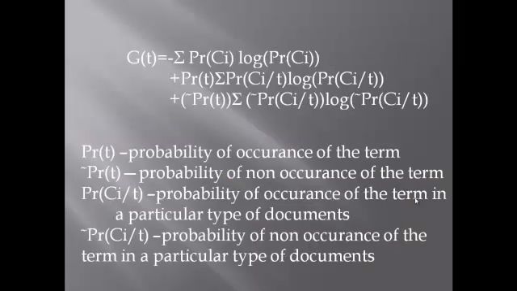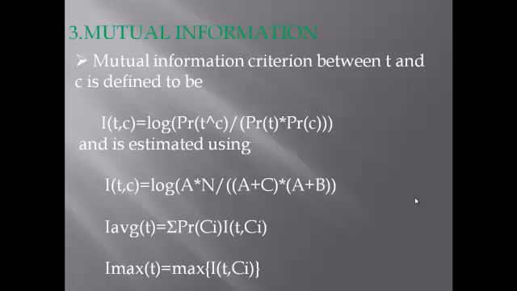Next, information gain. In this method, we calculate the goodness of a term as per the formula like this. Here, PR of T is the probability of occurrence of the term. PR of CI is the probability of occurrence of a particular category of documents. PR of T bar, that is the negation of PR of T, represents the probability of non-occurrence of the term. PR of CI by T represents the probability of a particular type of documents given the term. Negation of PR of CI by T denotes the probability of a particular type of documents given non-occurrence of the term.